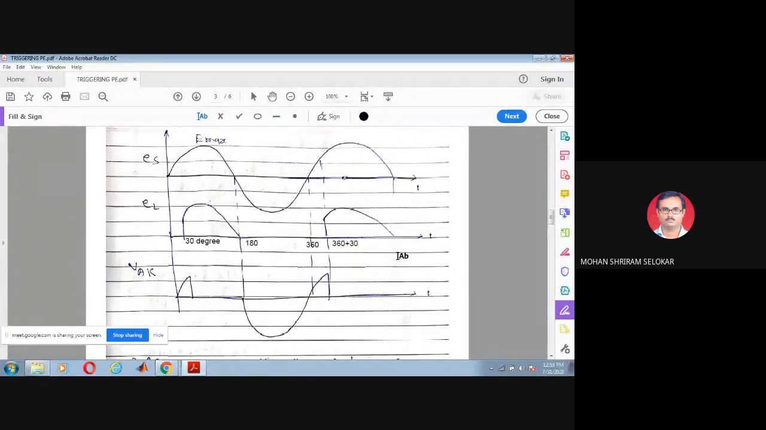Perfect. Yes, okay, sir. Yeah. Any doubt in this waveform anybody has?